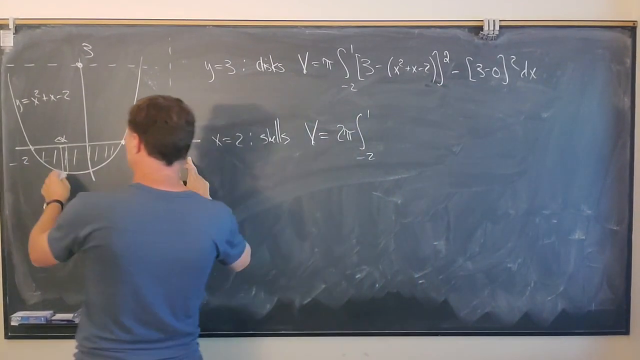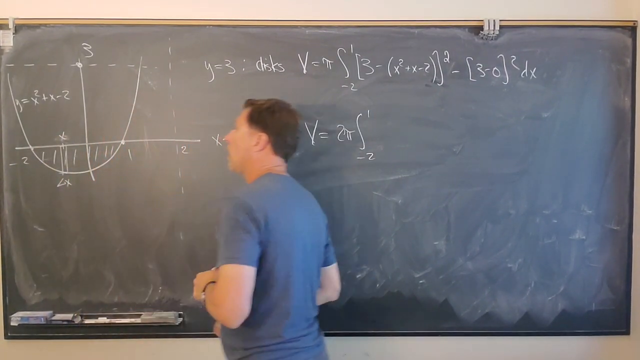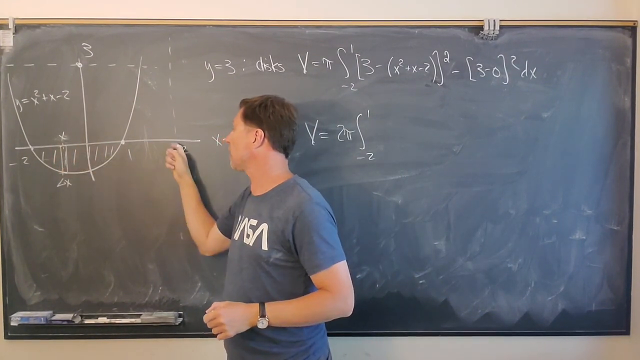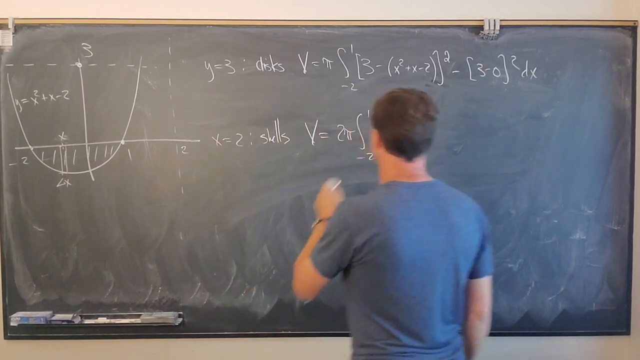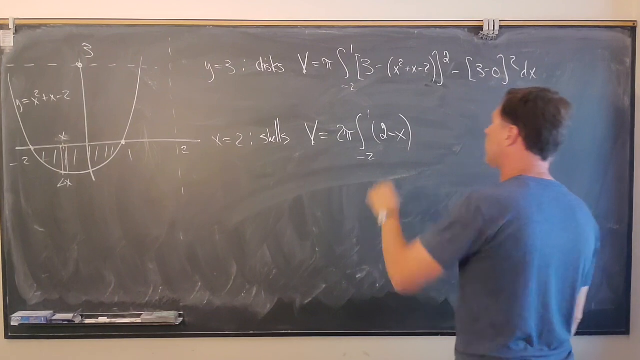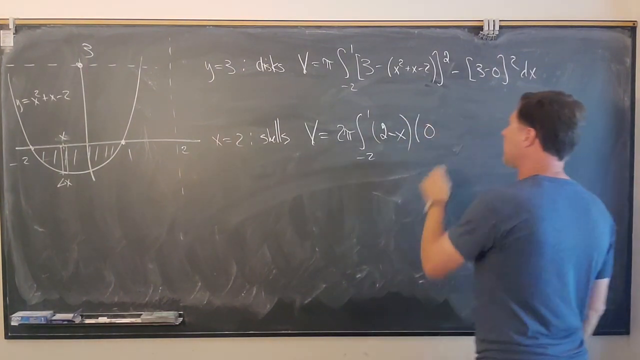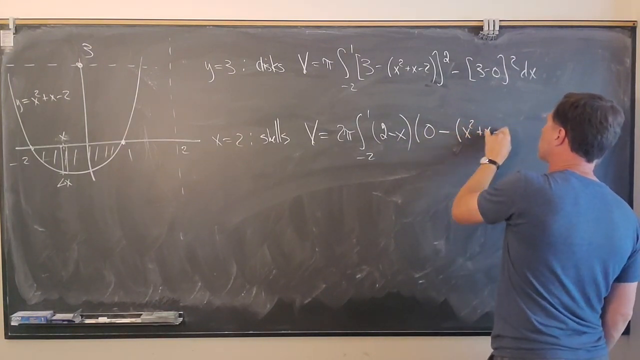The radius, so now think about it like this. I choose a rectangle at position x to measure that radius. It's going to be larger number minus smaller number, so it's 2 minus x. Top function, which in this case is the x-axis, so it's 0, minus bottom function, which is x squared plus x minus 2.